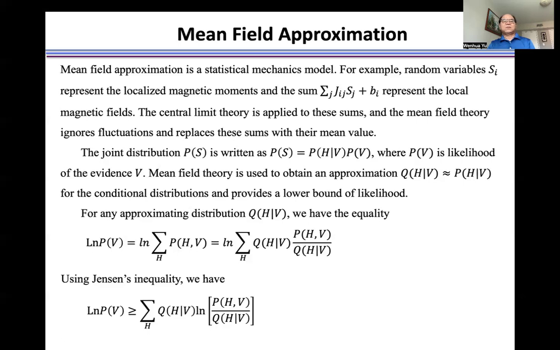The joint distribution P(S) is written as here, where P(V) is the likelihood of the evidence V. Mean field theory is used to obtain the approximation Q for the conditional distribution and provides a lower bound of likelihood. For any approximation distribution Q, we have the equality here. Using Jensen's inequality, we have this lower bound.